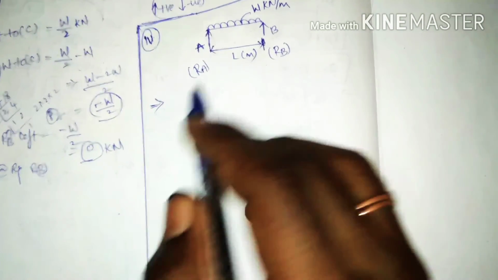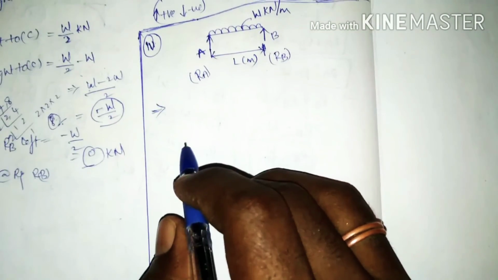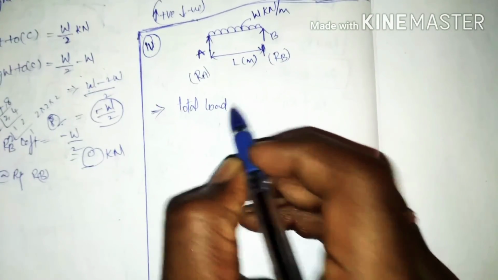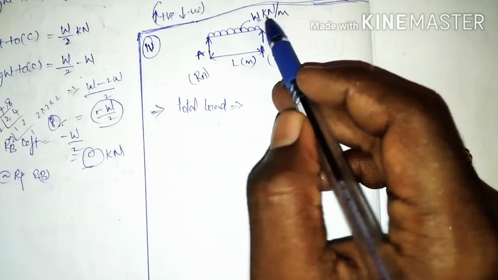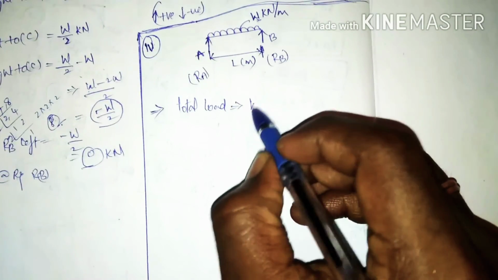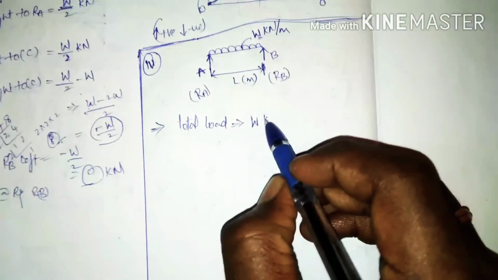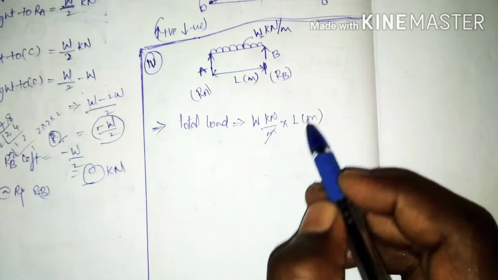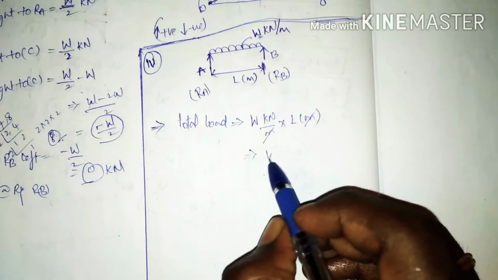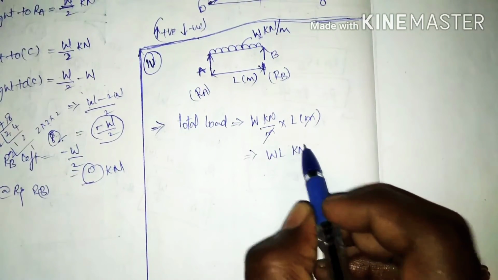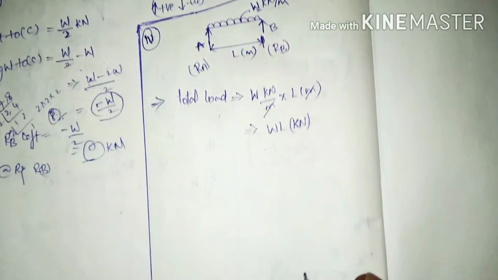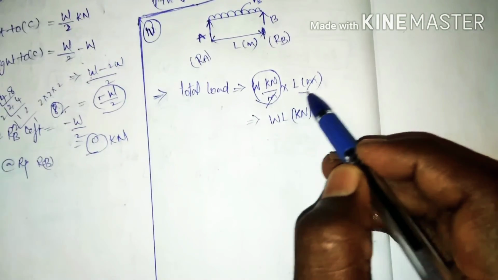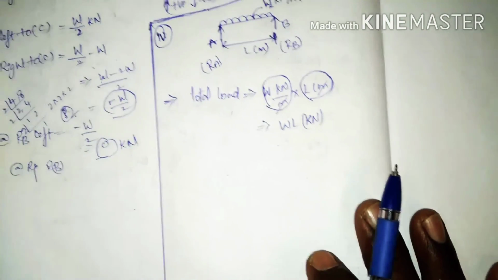Here, according to our conditions, what is the total load? Total load on beam is equal to W into L. W kilonewton per meter into the length in meters. Meter is going to cancel, and WL is in kilonewtons. The total load should be in kilonewtons, so we are going to multiply the UDL load into the span over which it acts.